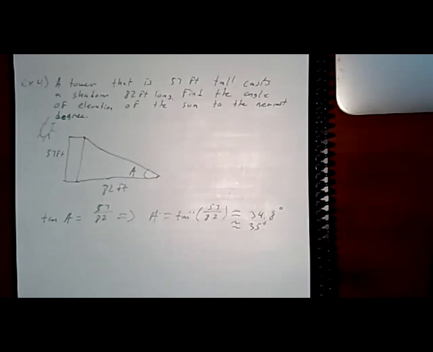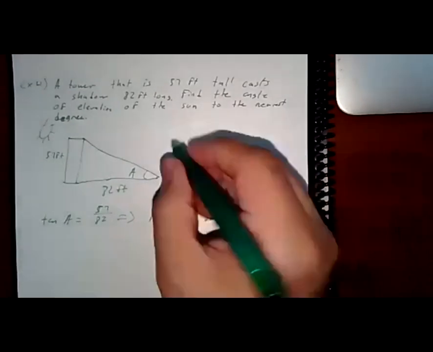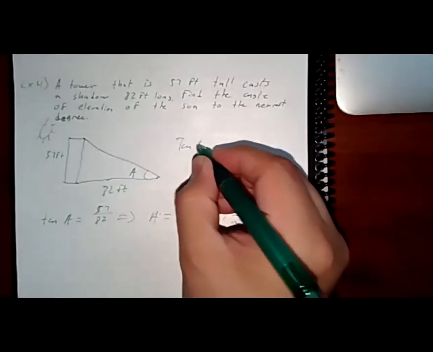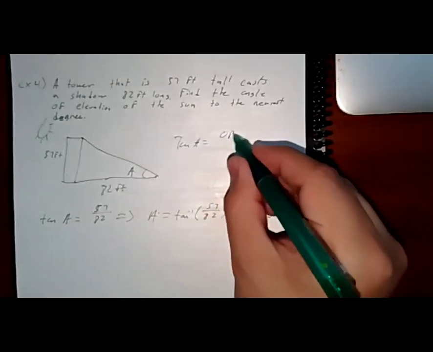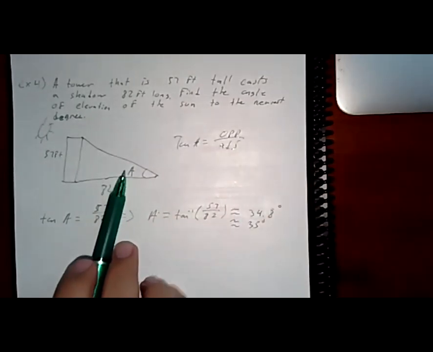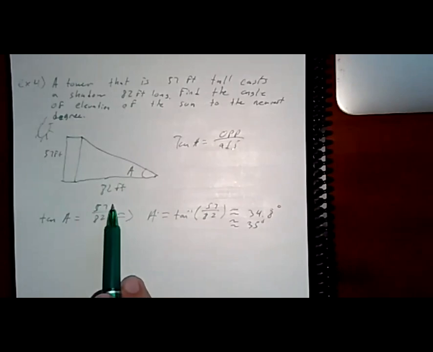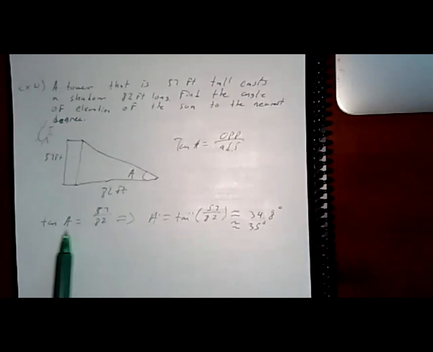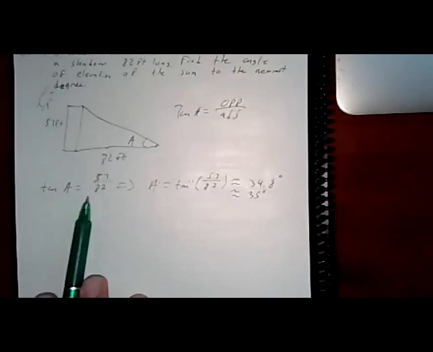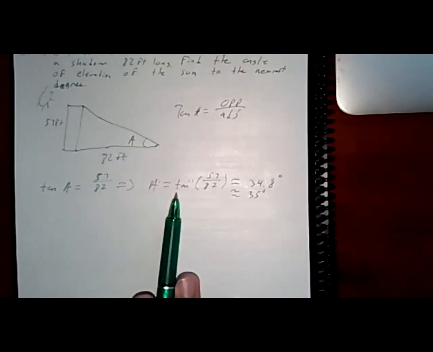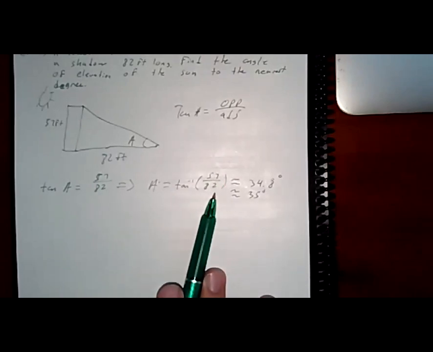So it is tangent inverse of 57 over 82. Yeah, so the opposite side to the angle over adjacent. Remember, tangent of some angle is defined to be opposite over adjacent. So no matter where you put the A, you have to remember which side is opposite to that angle. So this one over adjacent, 82. Once you find this, you just use your calculator. Take the tangent inverse of both sides, which gives you A. So A is equal to tan inverse of 57 over 82.